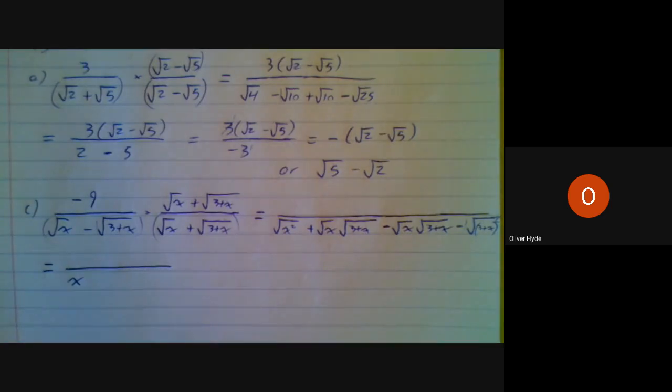Now here is the most common mistake. We want to subtract whatever the square root of 3 plus x squared is. Well, the square root of 3 plus x squared is going to be 3 plus x. We just need to make sure that we subtract 3 plus x. And that is not what I've done. I have subtracted 3, and then I've added x.